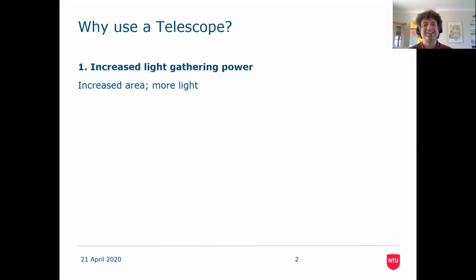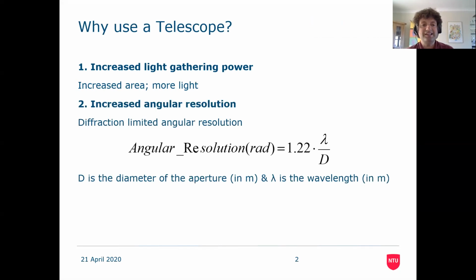First of all, increased light gathering power. If you've got a telescope with an increased area, we get more light. Objects become brighter, and so that can be a really good thing. Now, even when we go on to talk about radio wavelengths later, I'm still going to talk about increased light gathering power because it's all part and parcel of the electromagnetic spectrum. Okay, so why use a telescope? Increased light gathering power. Objects become brighter. Why else use a telescope?